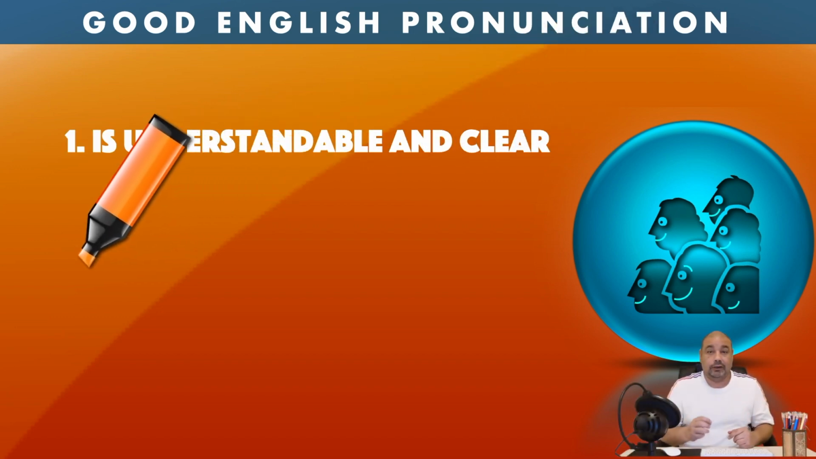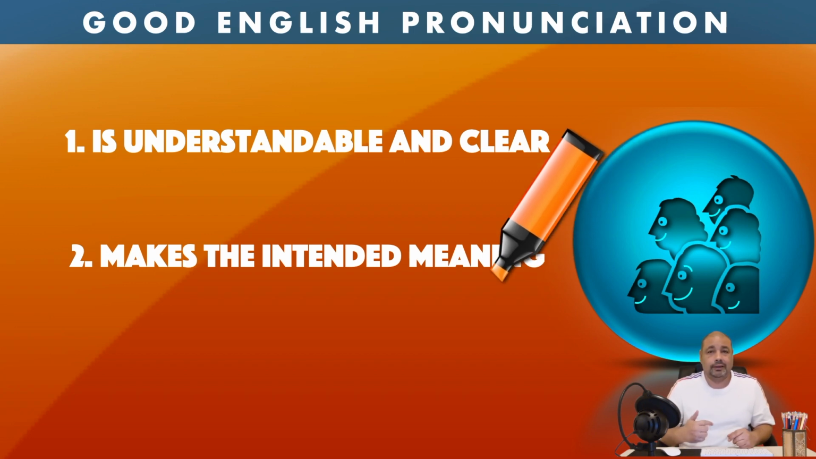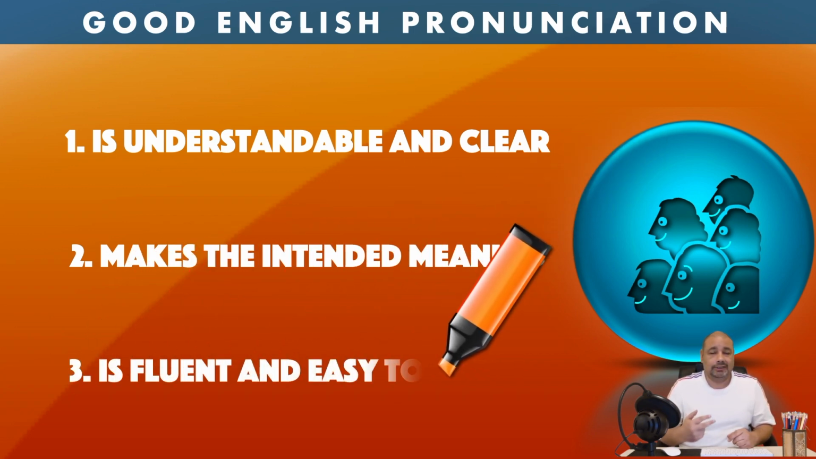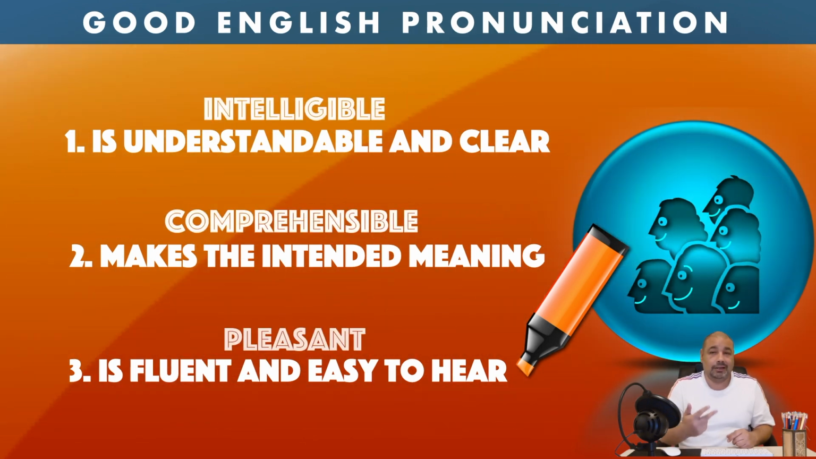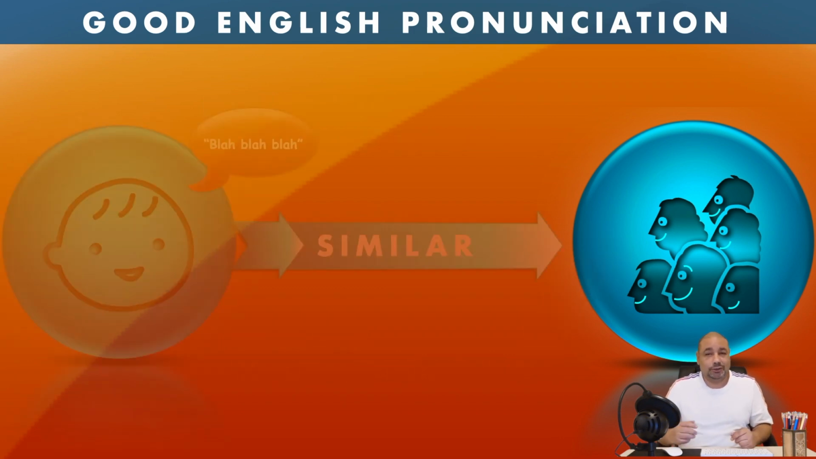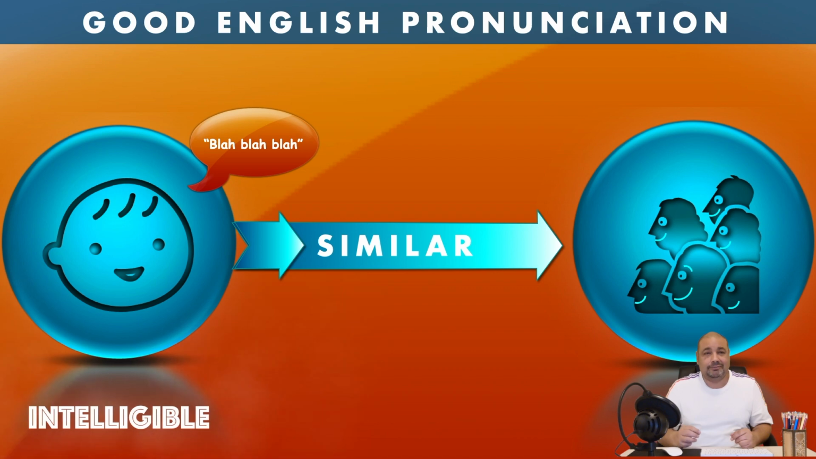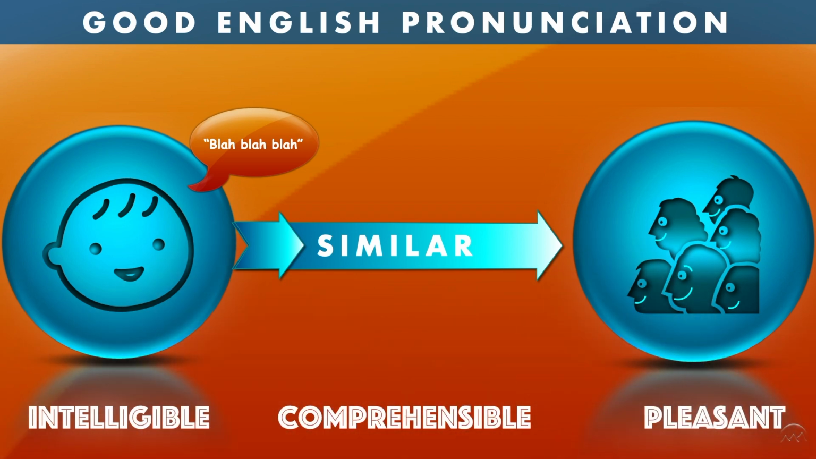Okay, so a good English pronunciation is understandable and clear, makes the intended meaning, and is fluent and easy to hear: intelligible, comprehensible, and pleasant. So, what do you have to do to have a good English pronunciation? That should be easy now. Make your pronunciation intelligible, comprehensible, and pleasant to hear.